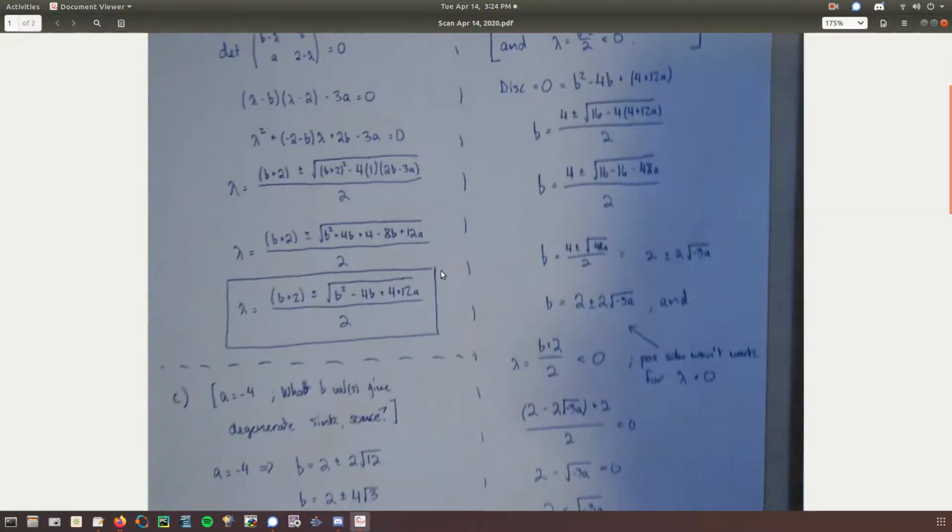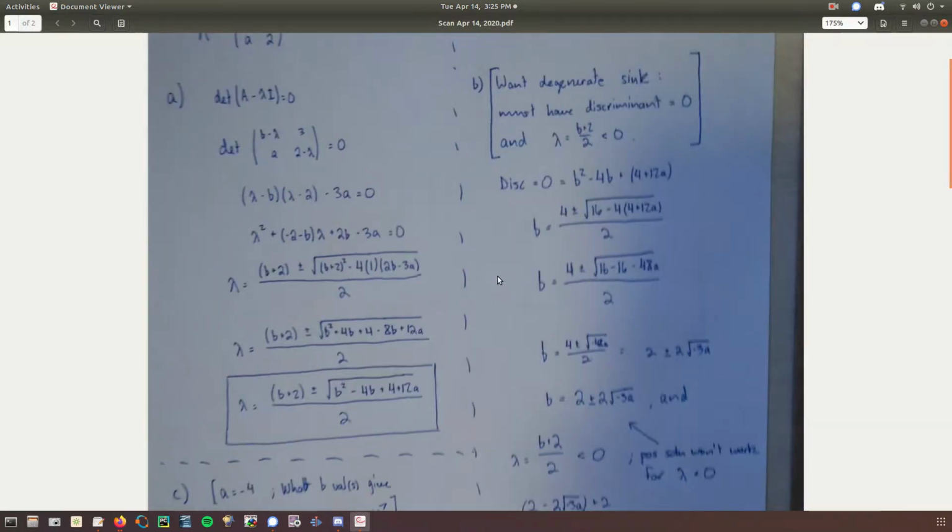Just to do a little bit of simplifying here, I expand b plus 2 squared as b squared plus 4b plus 4. And I'm going to distribute the negative 4. Negative 4 times 2b is negative 8b. Negative 4 times negative 3a is positive 12a, all divided by 2. And we do one last little simplifying step here. Positive 4b minus 8b gives me negative 4b underneath the square root. So it looks like this is the cleanest I can write my expression for lambda here. And if I were to know values for a and b, I could easily plug them in and find them. But we're going to go the other direction with this.